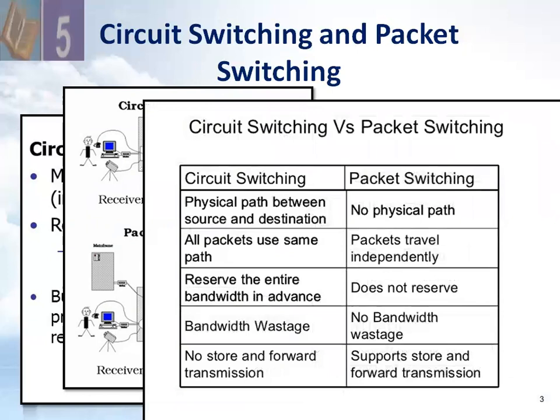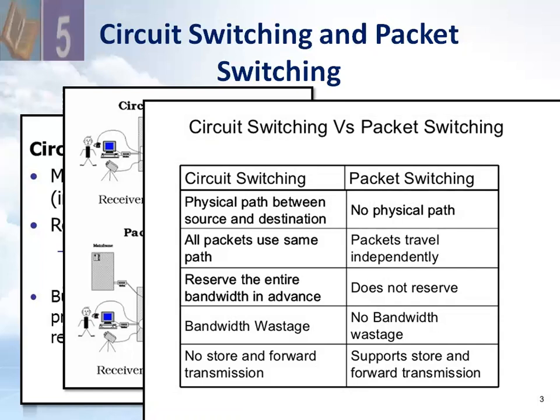In circuit switching and packet switching networks, circuit switching has a physical path between source and destination, but in packet switching, there is no physical path. In circuit switching, all packets use the same path. In packet switching, packets travel independently. And in circuit switching, the entire bandwidth is reserved in advance, and in packet switching, it is not reserved.